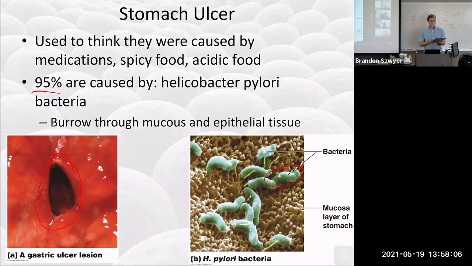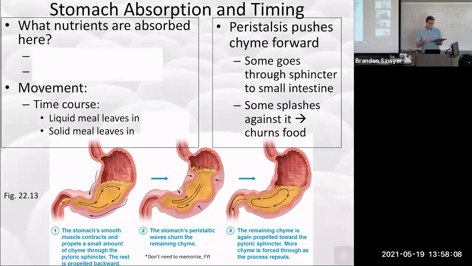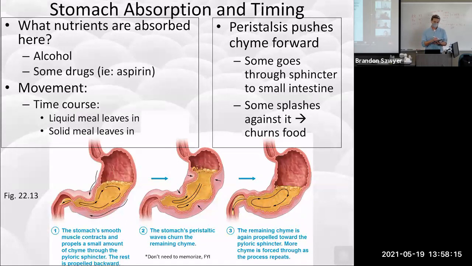All right, so a little bit about the function of the stomach here. The absorption and timing. Which nutrients are absorbed here? Not many, but this is where alcohol is absorbed. So alcohol hits your system quickly, and you feel the effects of alcohol quickly. One reason is that it's the first place in the digestive tract that it hits, so it gets into your bloodstream very rapidly. Also, some drugs are absorbed here, like aspirin and ibuprofen. All those NSAIDs are absorbed here.